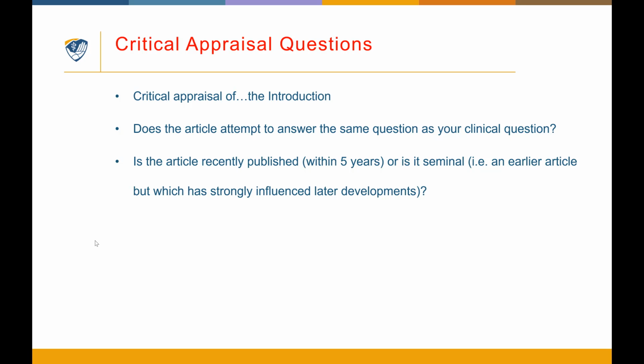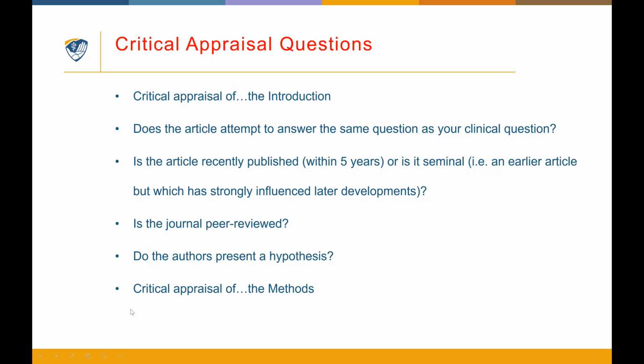Next, is it recent? We want something within 5 years. We don't want to look at an article that's outdated. Is the article from a peer-reviewed journal, such as the Journal of Athletic Training or JOSPT? Next, was there a hypothesis presented? Then we look at the methods that were used. Were they valid methods? The intervention.